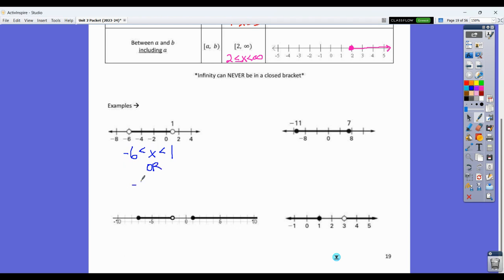You can then say from -6 to 1. So you just do -6 comma 1. You do a parenthesis and a parenthesis to say that we're not including them. So either one of those says the exact same thing.